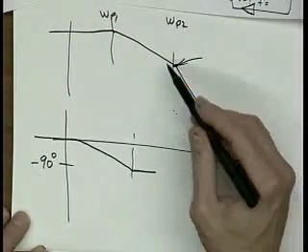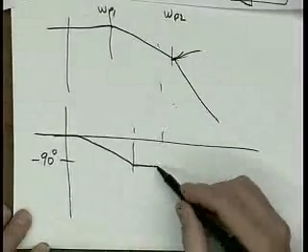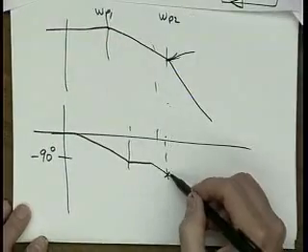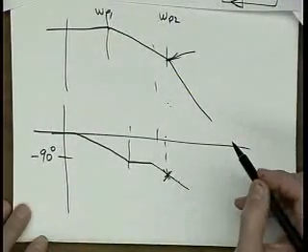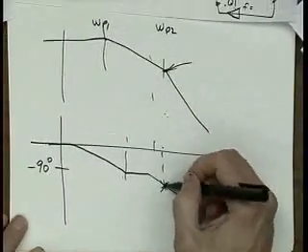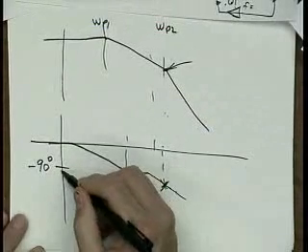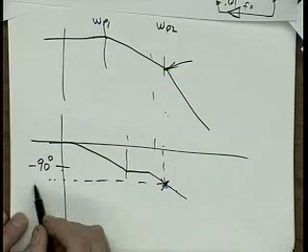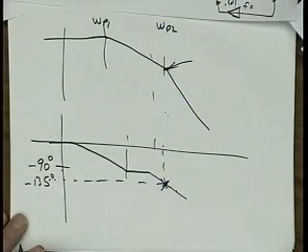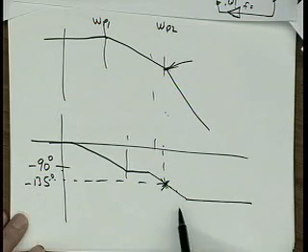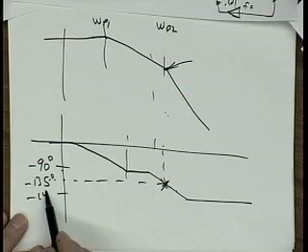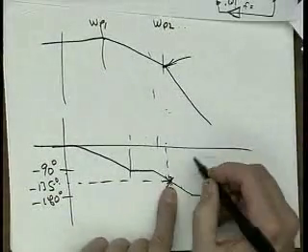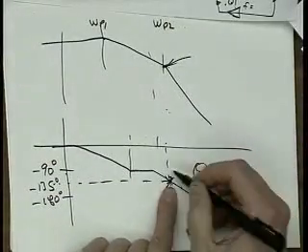At the second pole, at 10 times below, you start getting phase shift. Right at the second pole, how much phase shift do you have? Another 45, plus the minus 90. So right at the second pole, you end up with minus 135 degrees of phase shift. And then if you go out further, you get 180 degrees of phase shift. So right at the second pole is 45 degrees of phase margin if the gain is equal to 1.